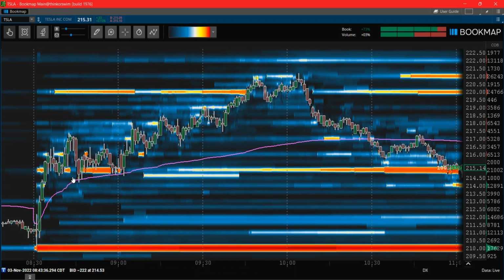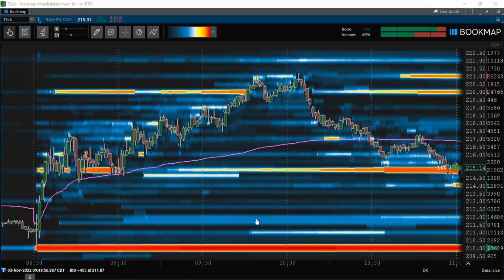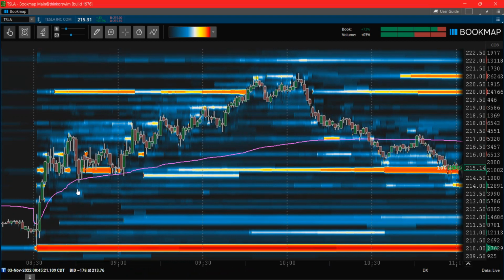They dumped it all the way back into the 214s. All right, now we took profit on that. We were out of there. Now the question is, are they going to turn this into momentum, or are they just going to continue to dump it back to 210?